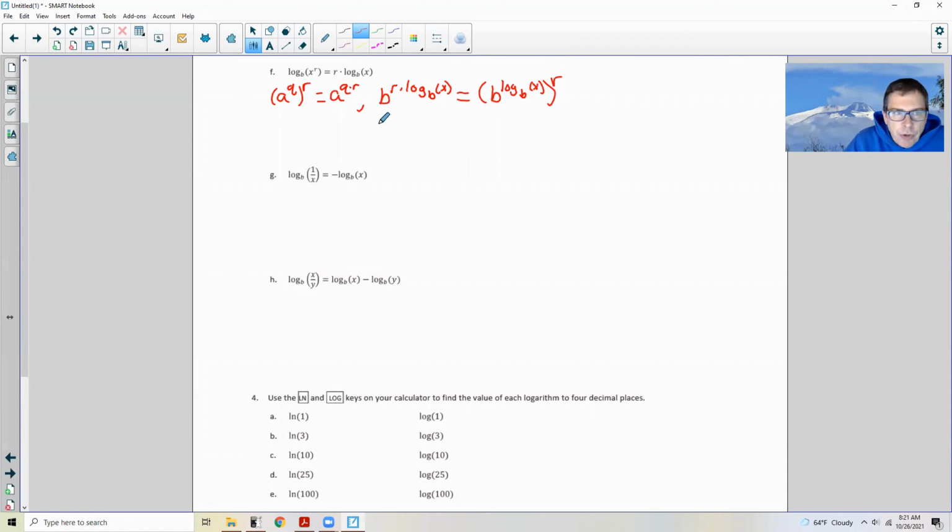Okay, so by property 4, b to the log base b of x to the r would have to equal x to the r, because b to the power of log base b would cancel, and we're left with x to the r. So x to the r is going to equal b to the r log base b of x. If this is equal to this and this is equal to this, by the transitive property, x to the r equals b to the r times log base b of x.